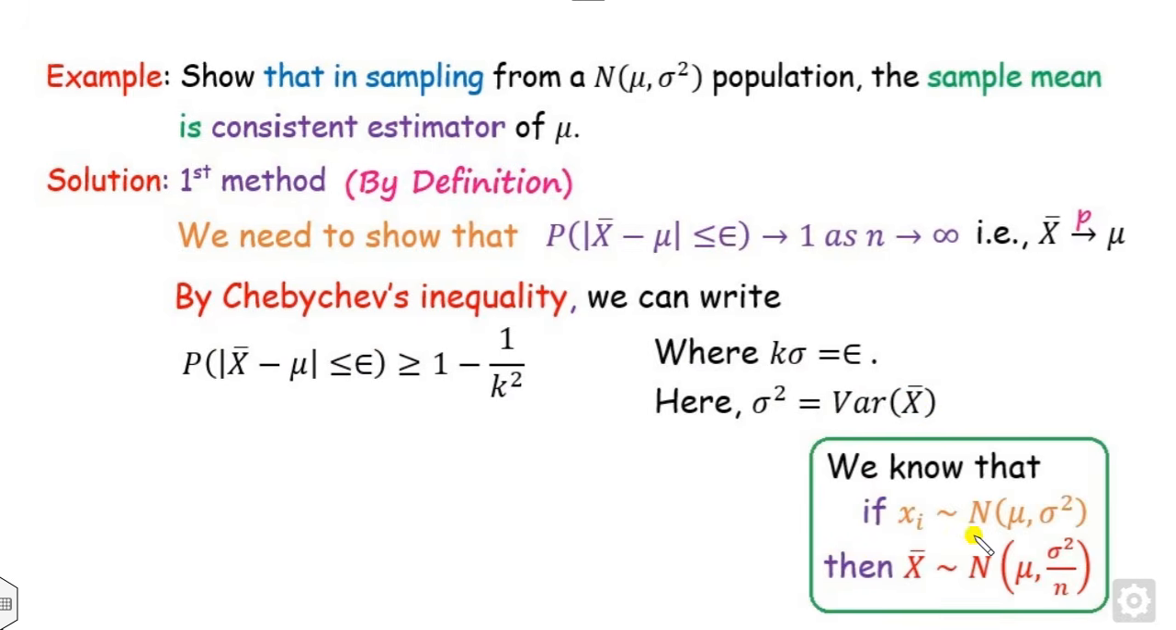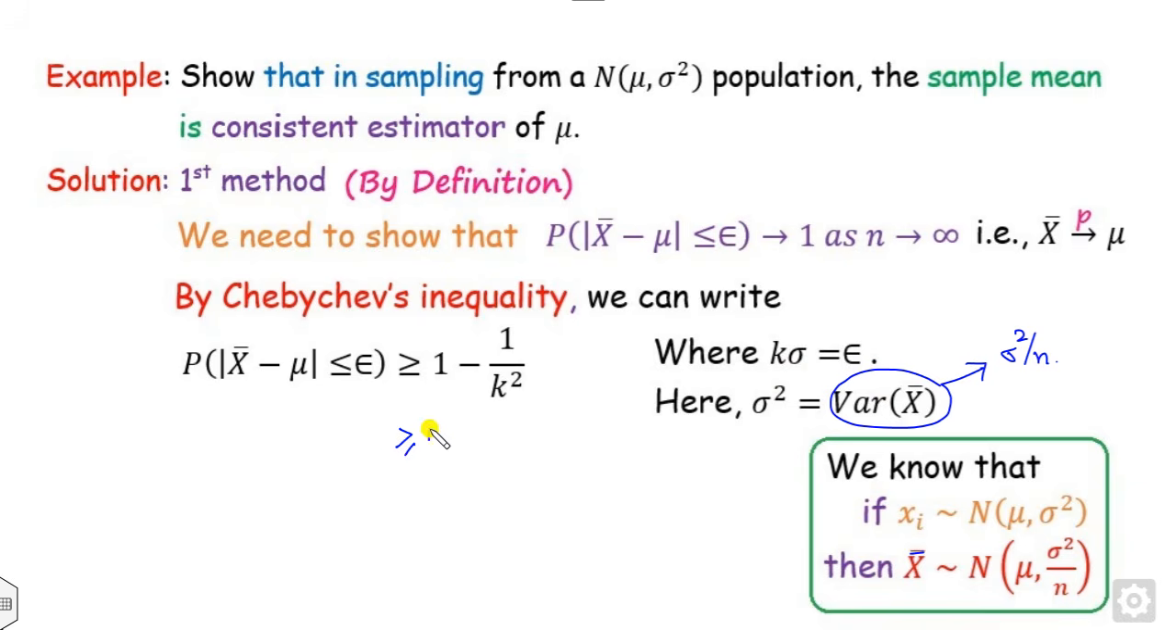We all know that if xi follows the normal distribution with mean mu and variance sigma square, then x bar follows again the normal distribution with mean mu and variance sigma square by n. So therefore, what is the value of this? This is nothing but sigma square by n. So what is the value of the sigma? Sigma is nothing but sigma by root n.